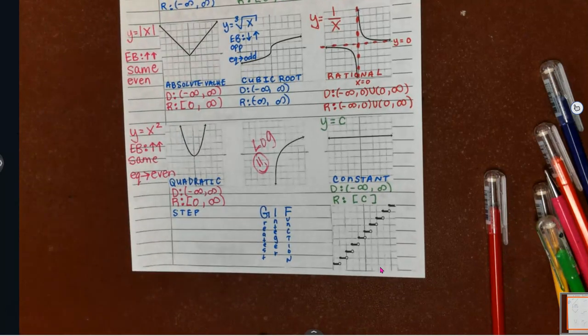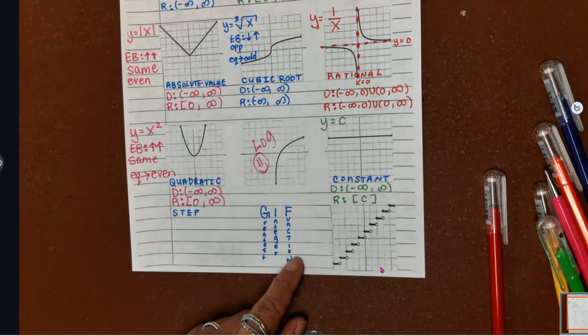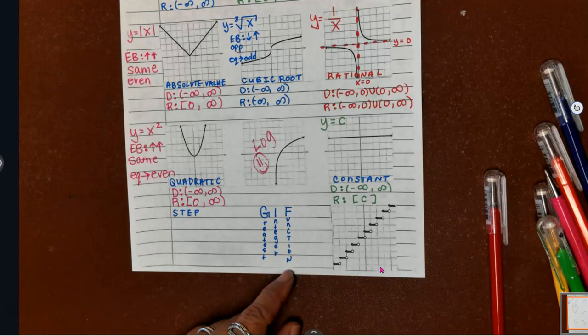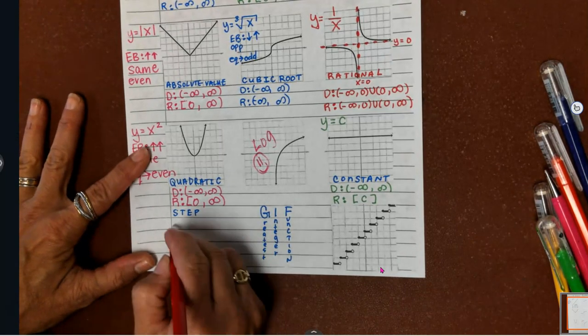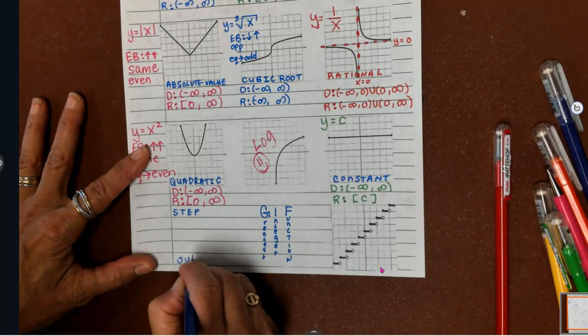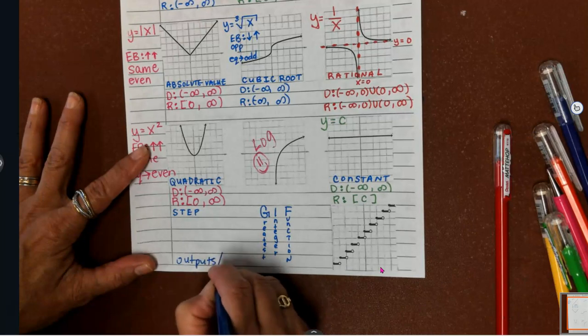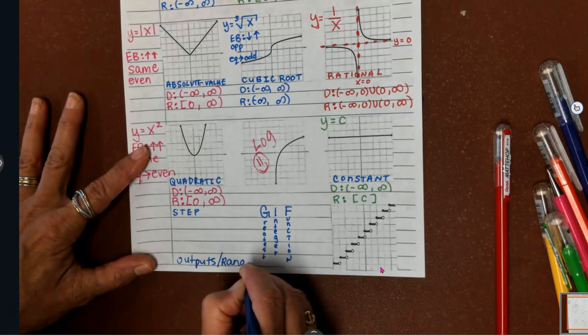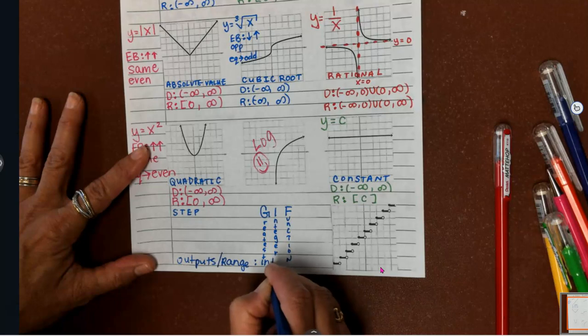So when it comes to domain and range on this, I'm not going to ask you to write it because it would be set builder. Just remember that outputs are always integers. Outputs, which is range, are always integers.